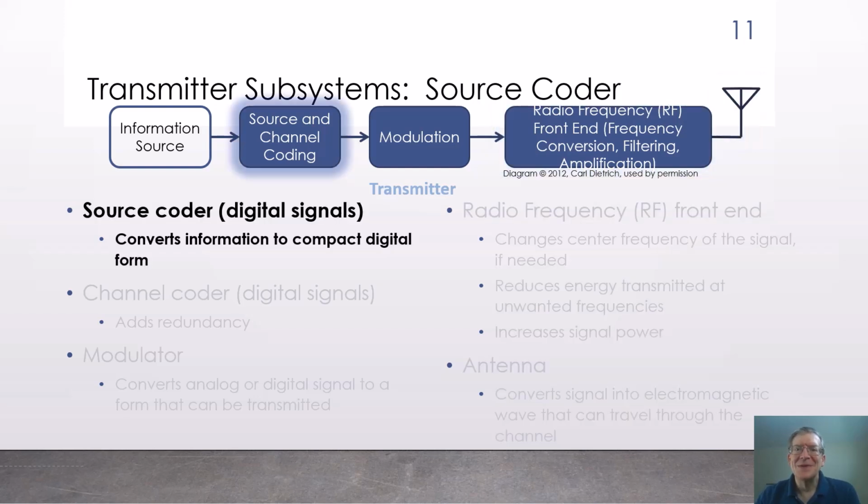If the information to be transmitted is inherently digital, such as a data file, or if the information is to be converted to a digital form before transmission, as in the case of a digitized audio signal, a source encoder converts the information to a compact digital form. The goal is to reduce or limit the number of bits that are required to represent the information.